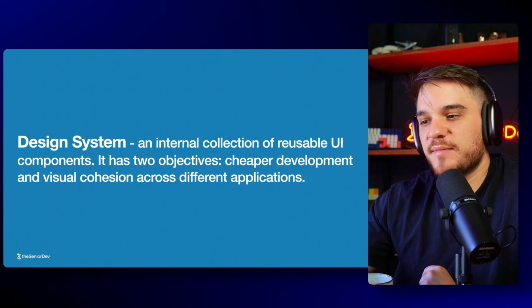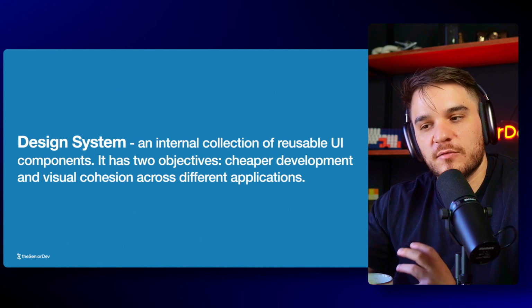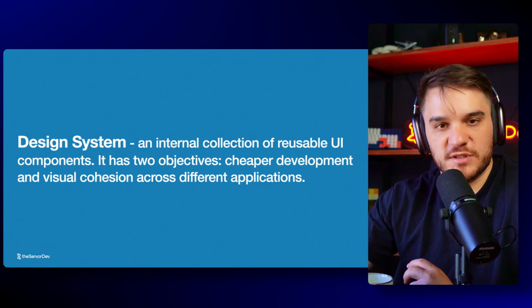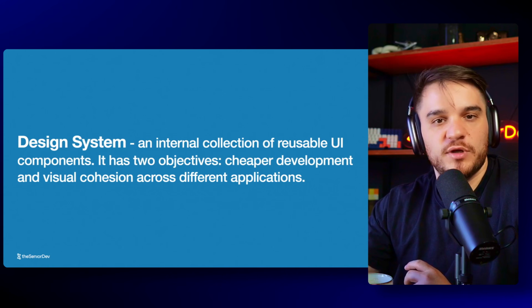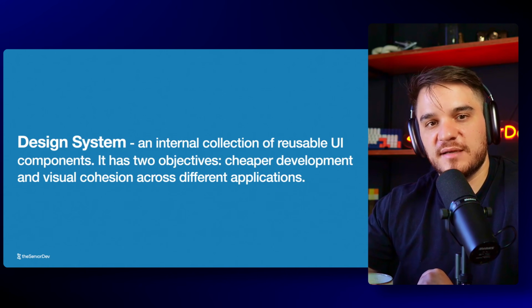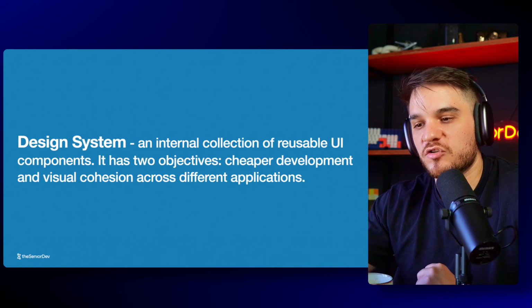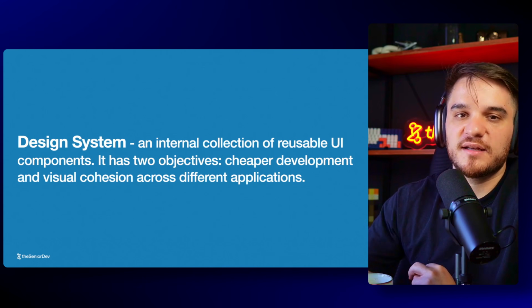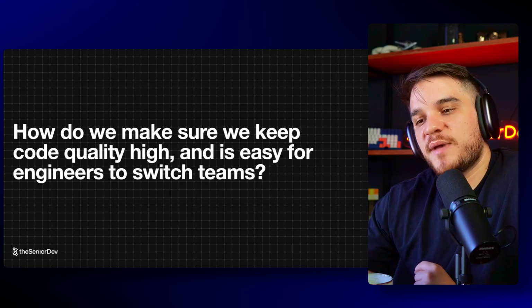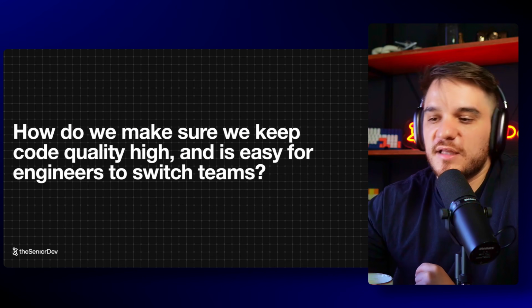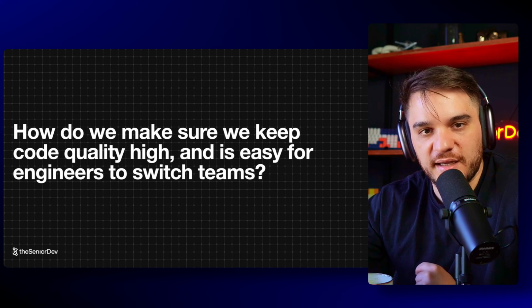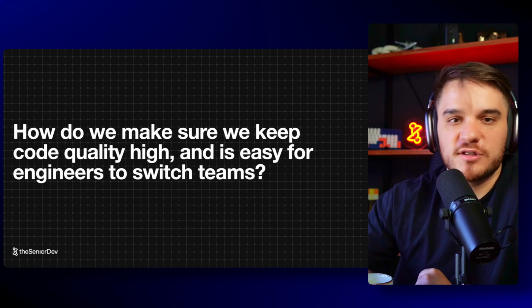And so a design system, it's an internal collection of reusable UI components, and it has two main objectives: cheaper development, because we use the same elements, we don't need to implement the same thing over and over, and visual cohesion across all those different independent micro frontends. And this begs the second question, which is how do we make sure that we keep the code quality high and that it's easy for front-end engineers to switch teams?